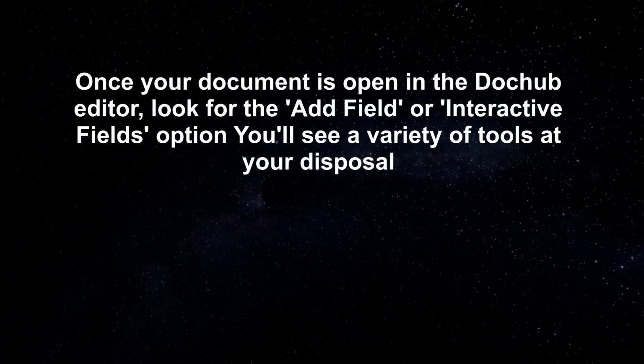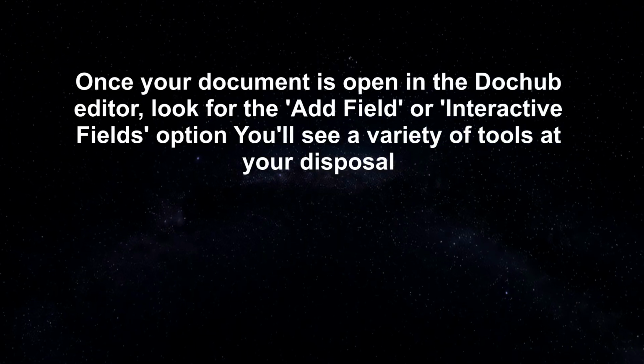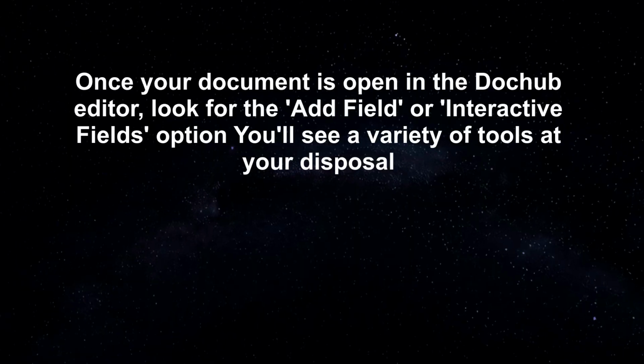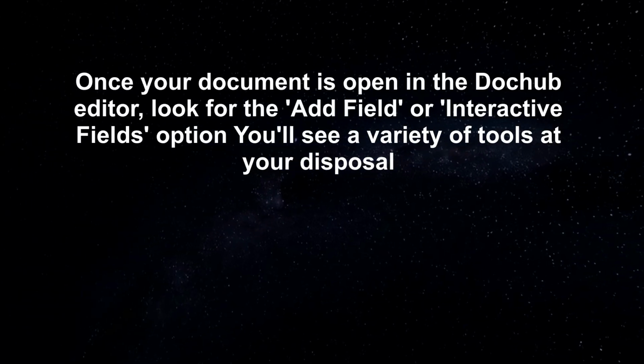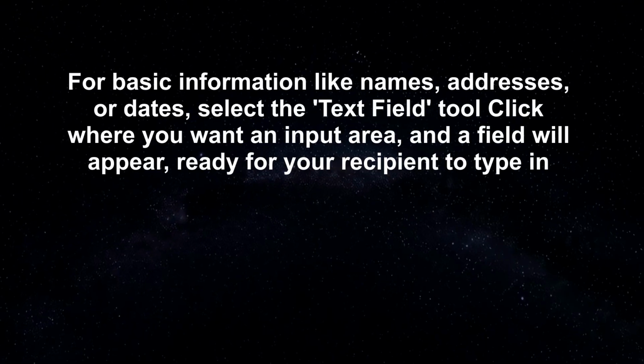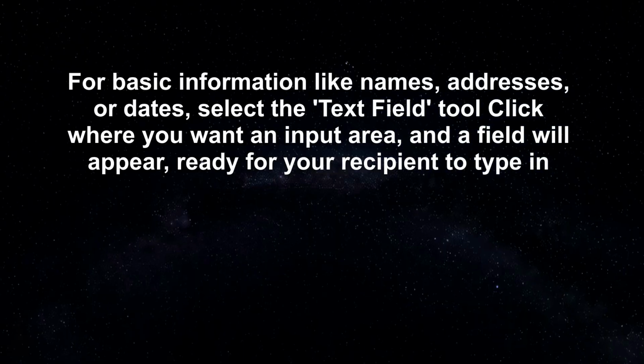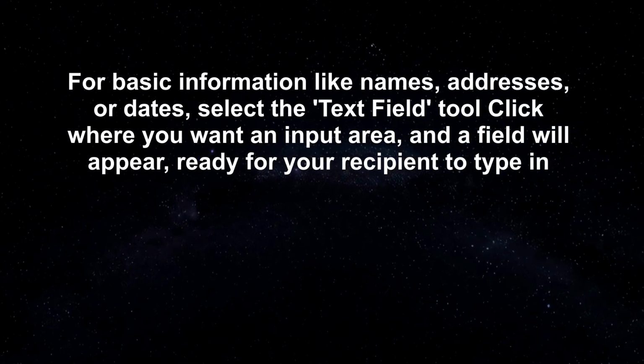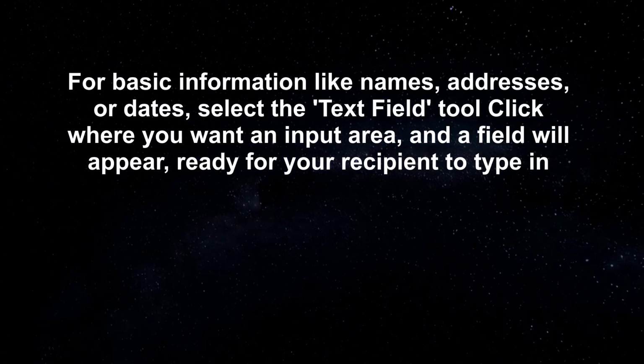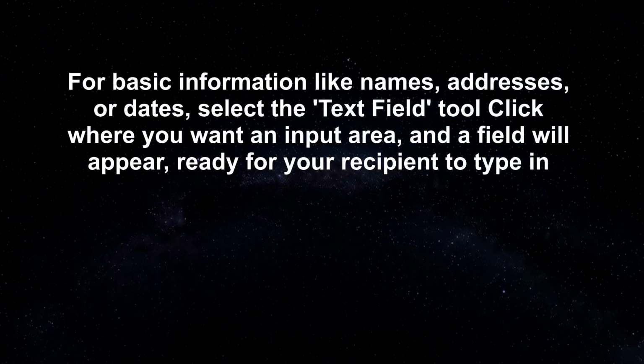Once your document is open in the Dochub editor, look for the Add field or Interactive Fields option. You'll see a variety of tools at your disposal. For basic information like names, addresses, or dates, select the Text field tool. Click where you want an input area, and a field will appear, ready for your recipient to type in.